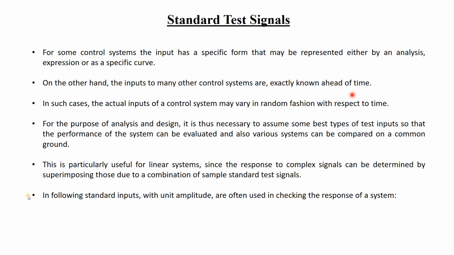So in every field of engineering we have some test signals. In control systems also we check the system with some test signals, and those are called standard test signals. For some control systems, the input has a specific form that can be represented either by an analytical expression or a specific curve. On the other hand, the inputs to many other control systems are exactly known ahead of time. That means the inputs are known to us, because the same input has been used for the last few decades. So we know what the input is.